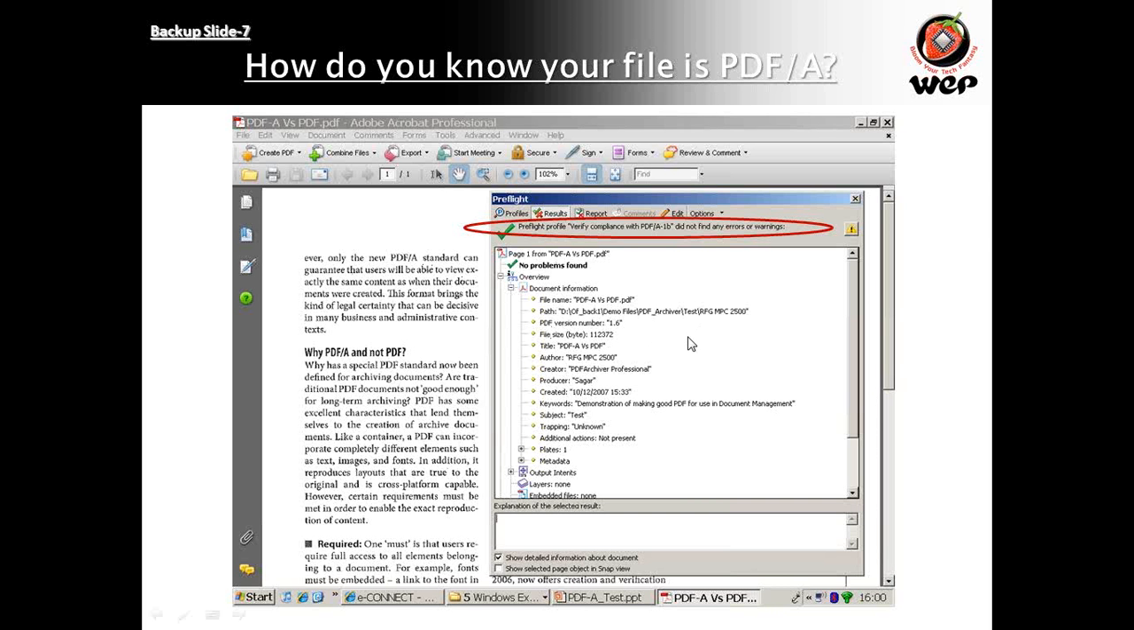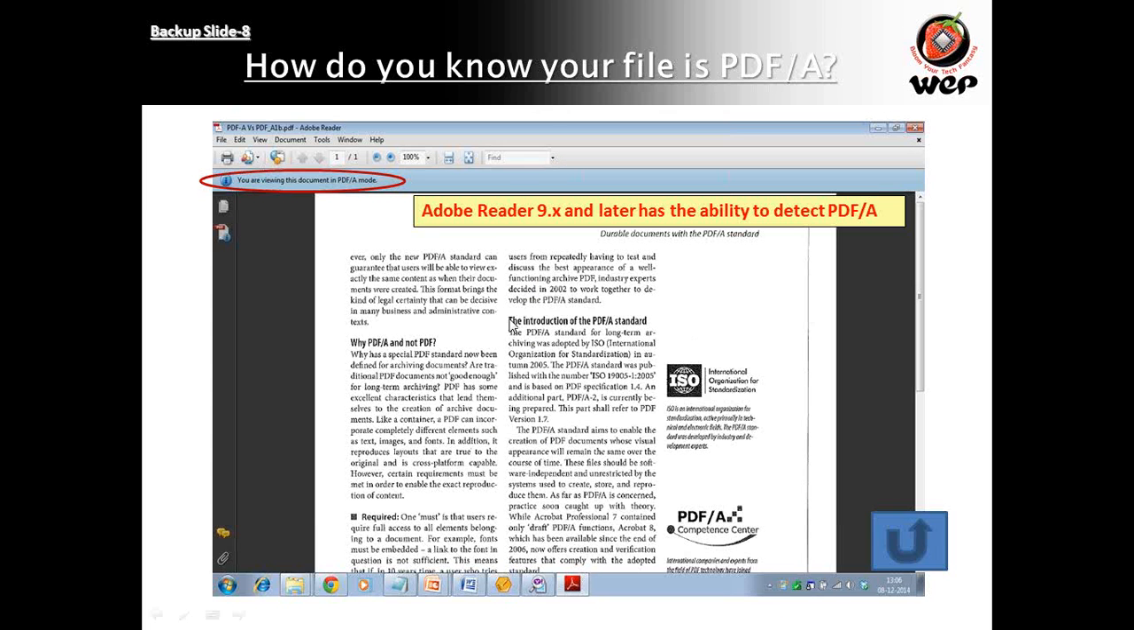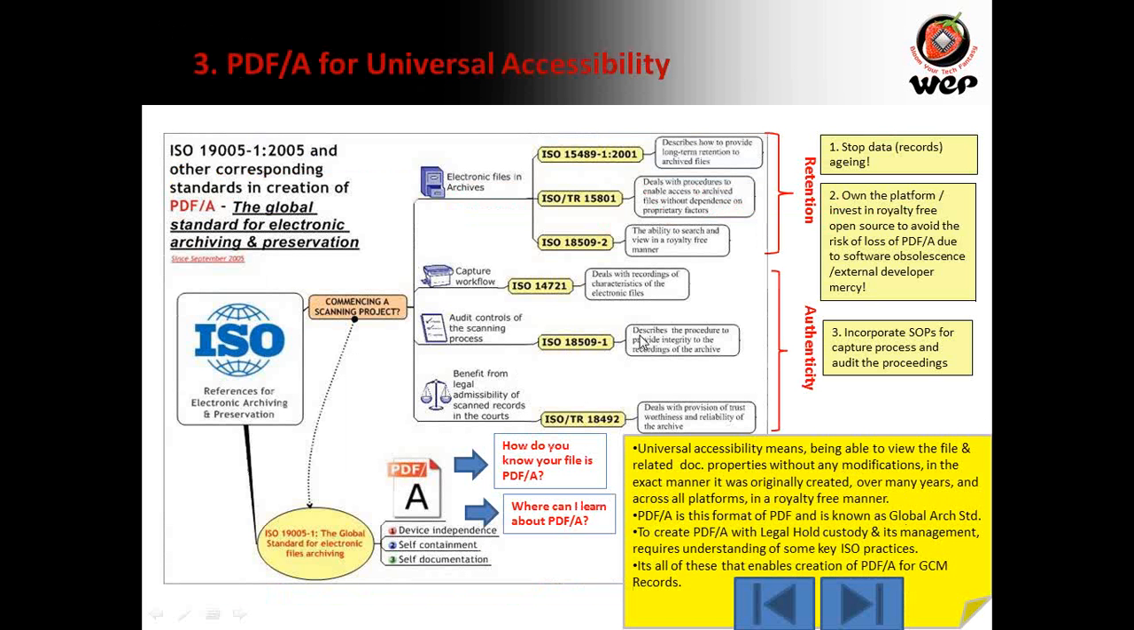There is also a simpler way of finding out whether the file you are viewing is PDF/A. Adobe Reader 9.0 and later has the ability to detect PDF/A, and a blue ribbon comes on top which says you are viewing the file in PDF/A mode. This is a simple, easy way to know if your file is created to be PDF/A, which means cross-platform and will go the distance.